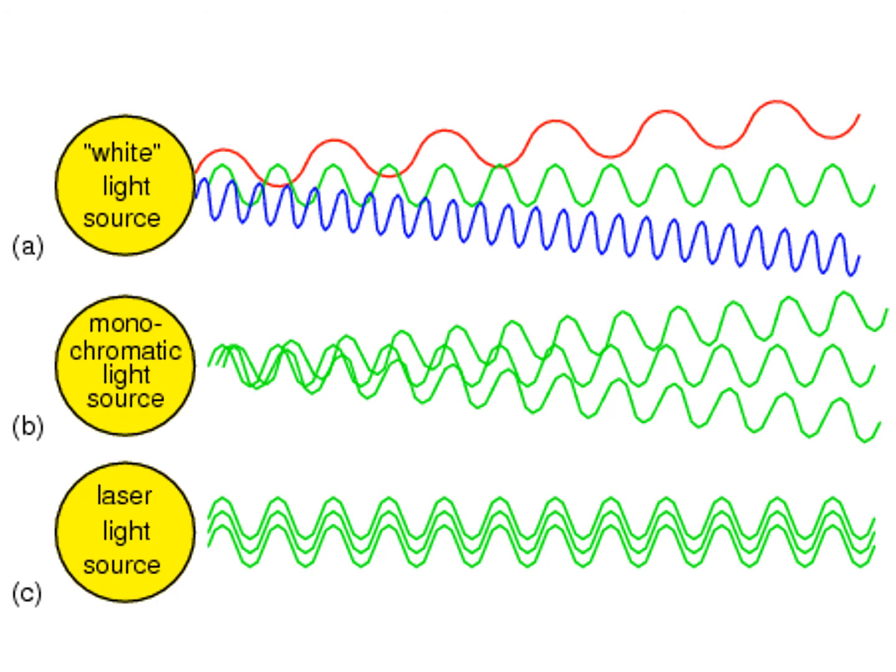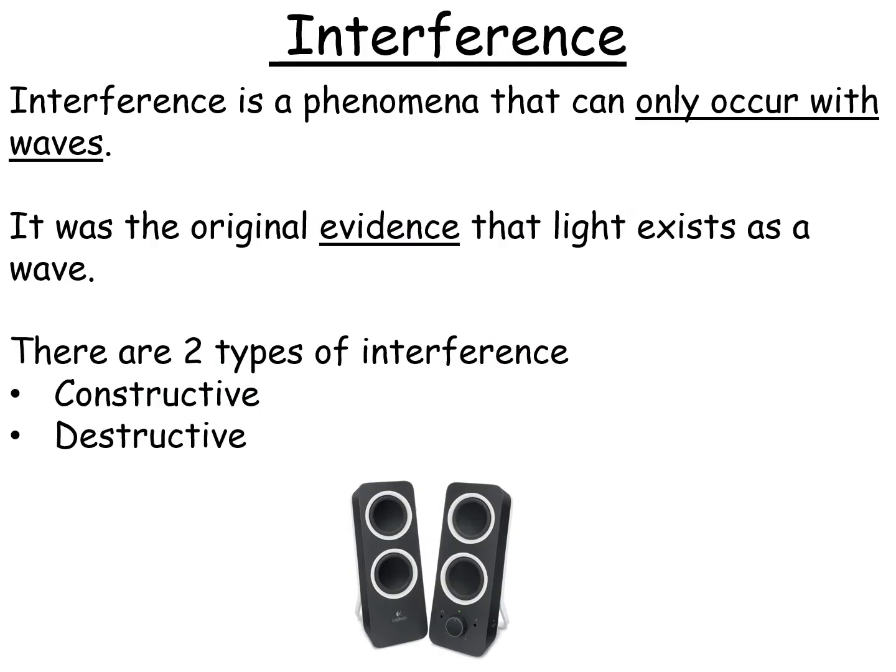And a laser is a special one. It's the only one where it's a monochromatic light source. You only have one colour of light, and they are all in phase, so it's coherent. So be able to tell me an example of a coherent, incoherent wave before I move on.